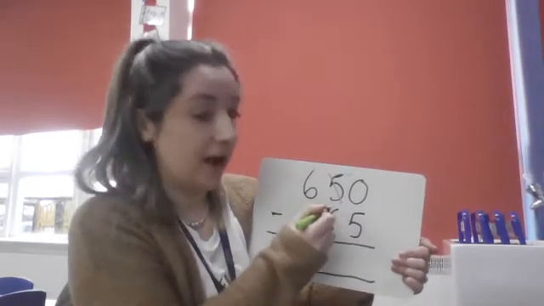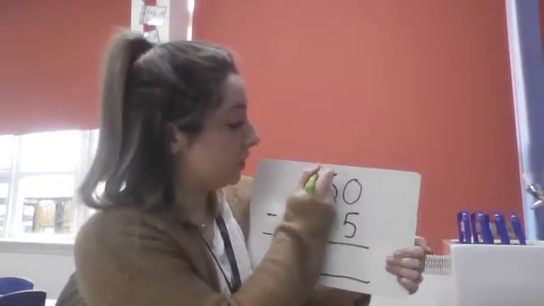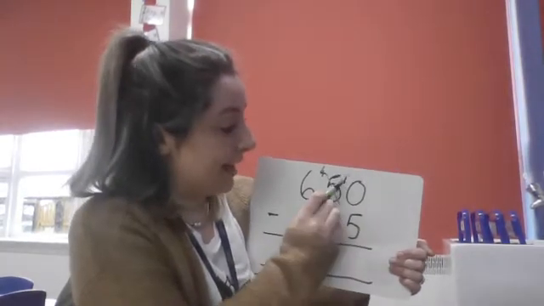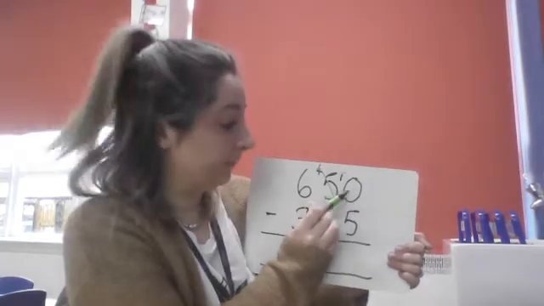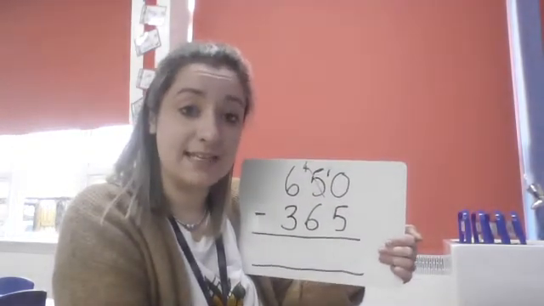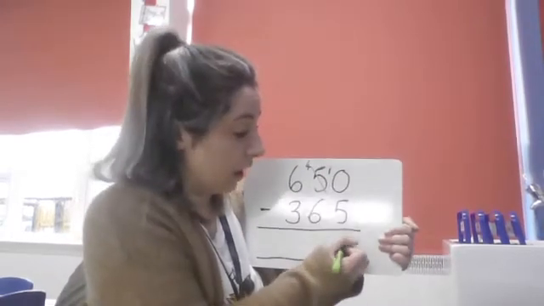So I cross off my 5. My 5 turns to 4. And I carry over that 10. Now I've got 10 sweets, and I want to take away 5 of them. So it's 10 take away 5, which we know is 5.